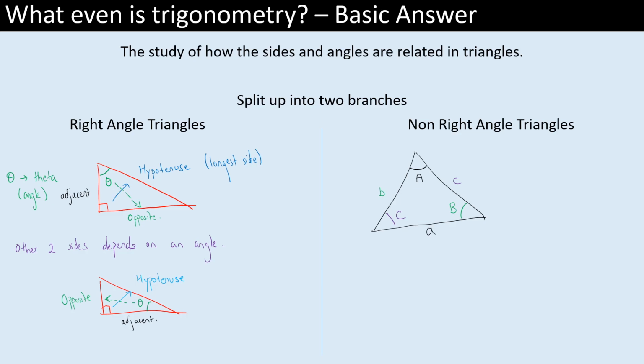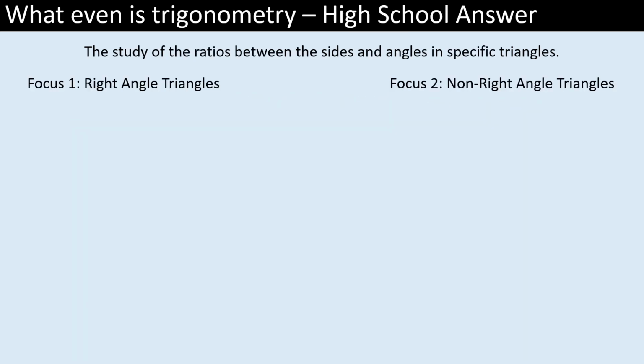So, as a basic answer, the study of trigonometry is the study of how sides and angles are related in triangles. How do they link together? So that's our basic answer. What if we wanted to step it up a notch? What if we wanted to say, okay, trigonometry, what is it? And we were talking at a kind of high school level. Well, I might say that trigonometry is the study of the ratios between sides and angles in specific triangles, or the study of ratios between specific sides and angles in triangles.